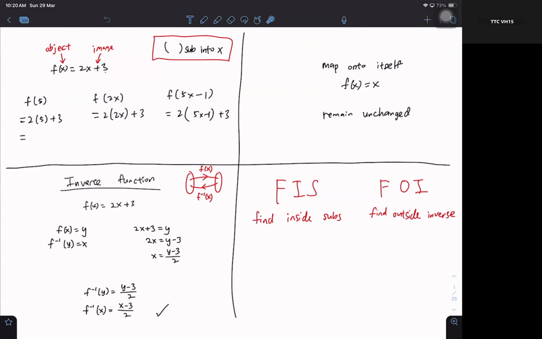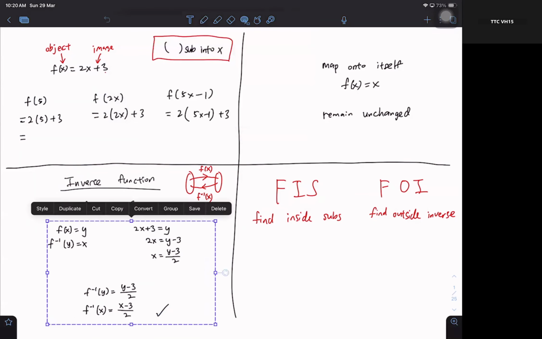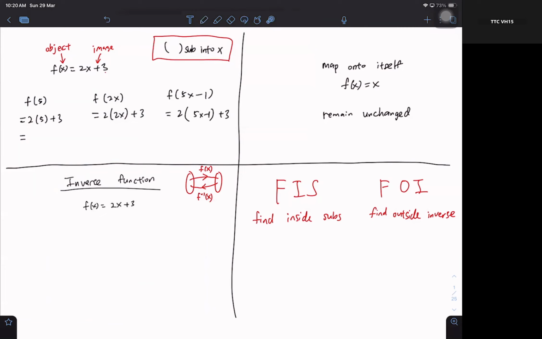Okay, next, number 3. This one, inverse function. Now, I show you how to do inverse function, from the beginning. Let's say, for example, you have the original function that looks like this: f(x) equals to something. Now you want to do inverse function. This is how you do it.